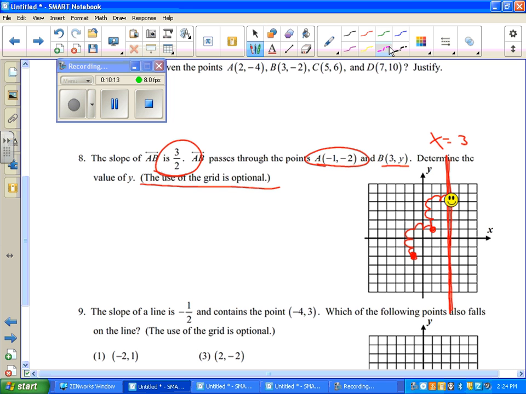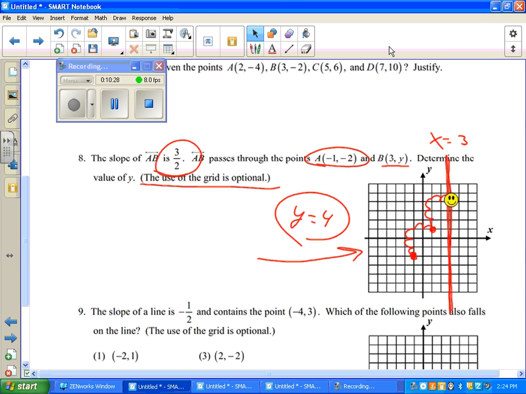Right there. So that point is 3. And then how far do I go up? 4. So y equals 4. Where's my work? Because all these say show work. The work is right there on the grid. Okay, so that's a fairly easy 2-point question on the regions.